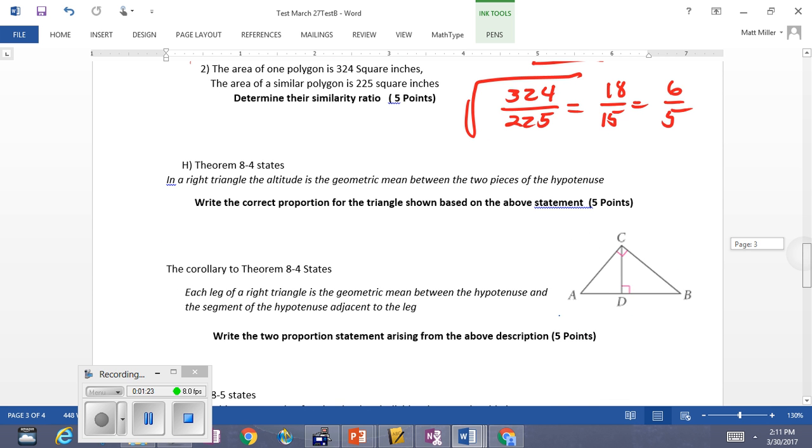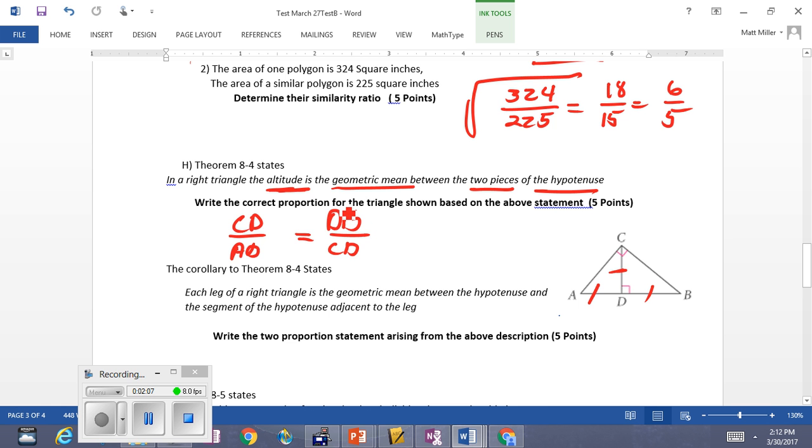Now, these were the biggest point deductions on your test for many people. And it's just writing what you see up here. In a right triangle, the altitude, here's the altitude, CD, is the geometric mean, which means it exists in a proportion. Once in the numerator, CD. Once in the denominator, CD. It is the geometric mean between the two pieces of the hypotenuse, which are AD and DB. AD and DB. That's all you had to do.